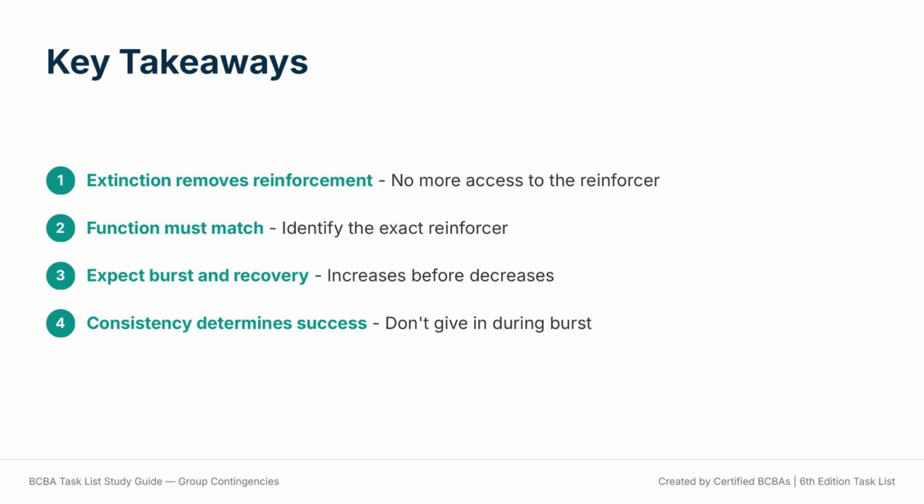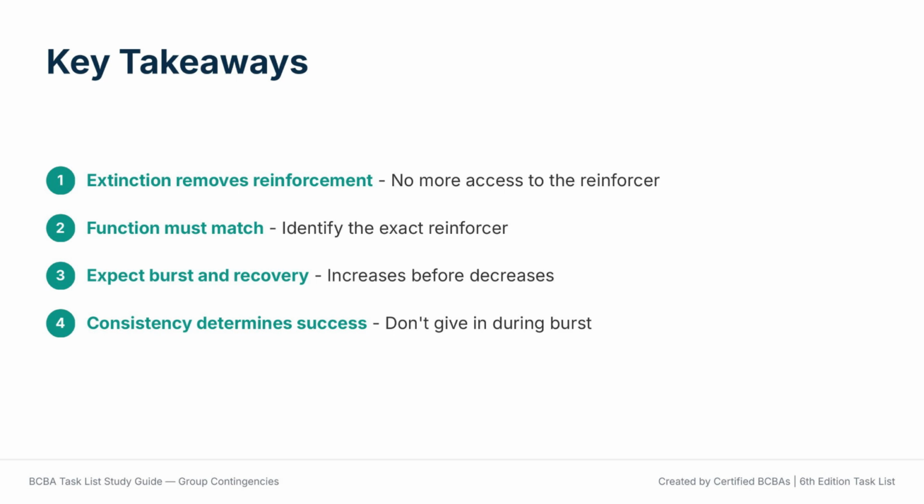Let's bring everything together with the key takeaways for extinction. First, extinction works by removing the reinforcement that previously maintained a behavior. If reinforcement is still occurring, even occasionally, extinction will not be effective. Second, the function of the behavior must match the intervention. You must correctly identify whether the behavior is maintained by attention, escape, tangibles, or another function, and then remove that specific reinforcer.